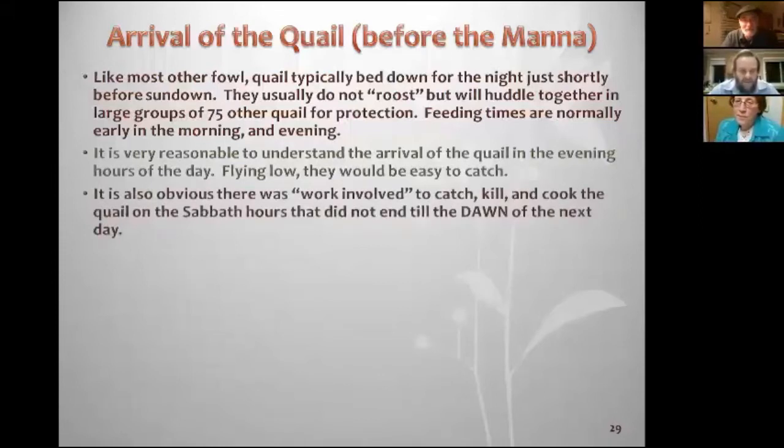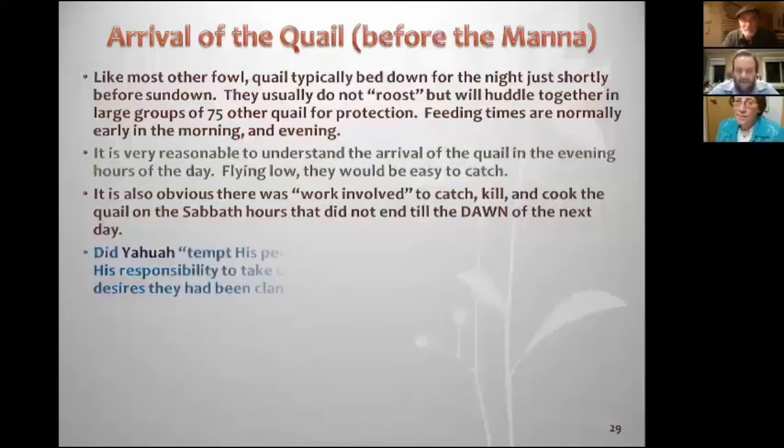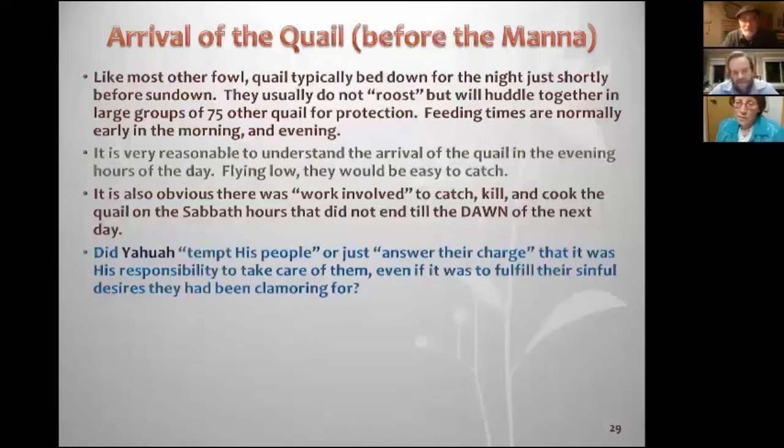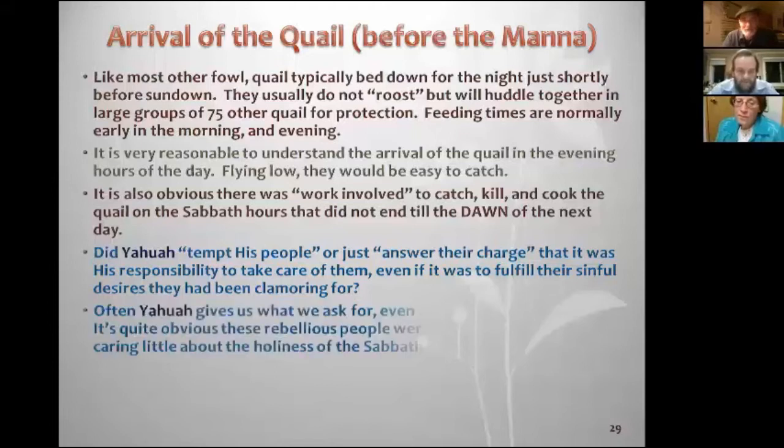It is also obvious there was work involved to catch, kill, and cook the quail on the Sabbath hours that did not end till the dawn of the next day. Did Yahuwah tempt his people or just answer their charge, that it was his responsibility to take care of them, even if it was to fulfill their sinful desires they had been clamoring for? Often Yahuwah gives us what we ask for, even when it is not best for us. It's quite obvious these rebellious people were working on the Sabbath, caring little about the holiness of the Sabbath.